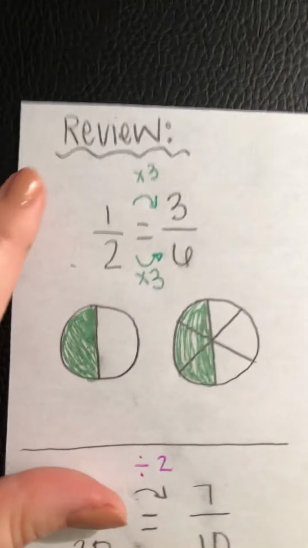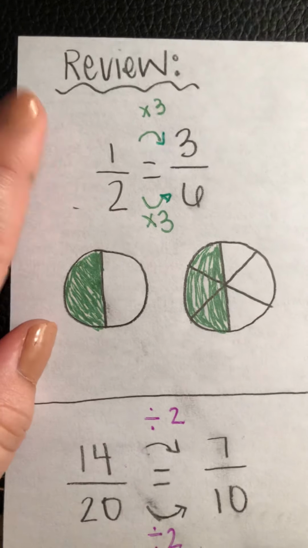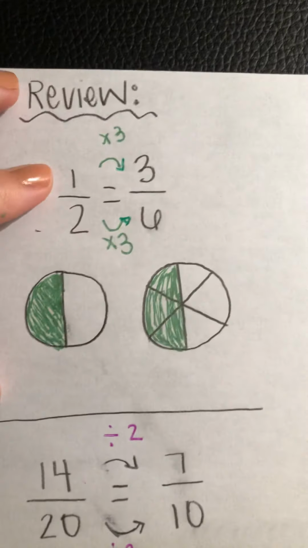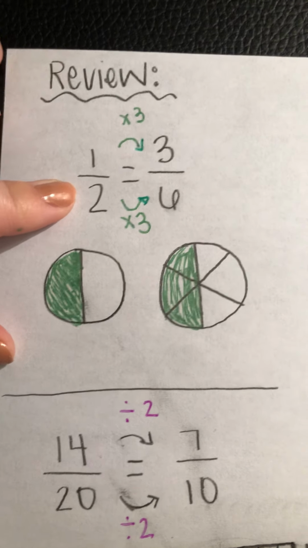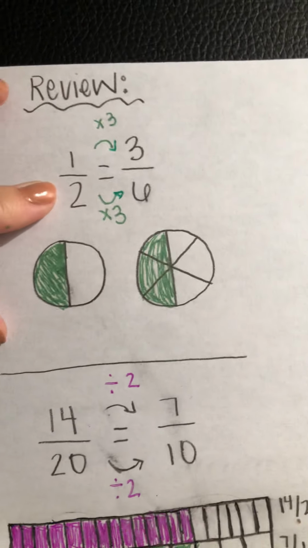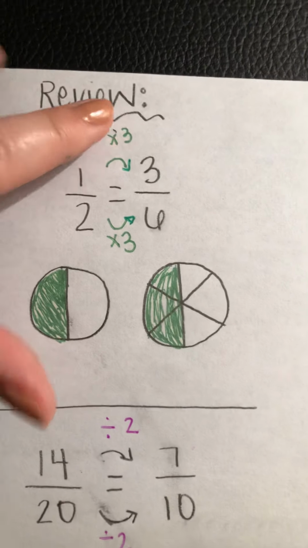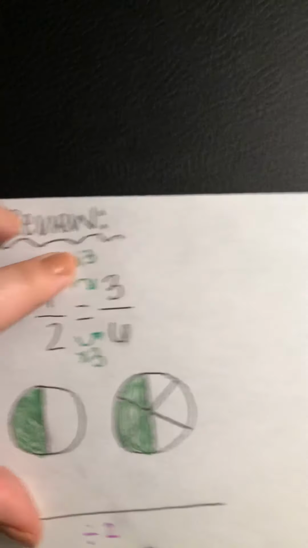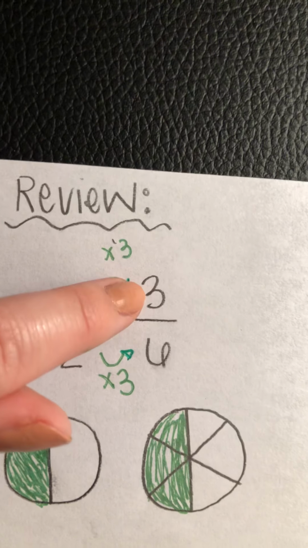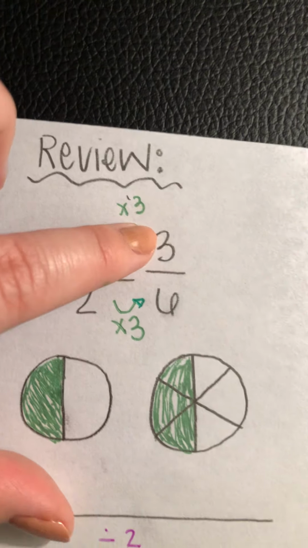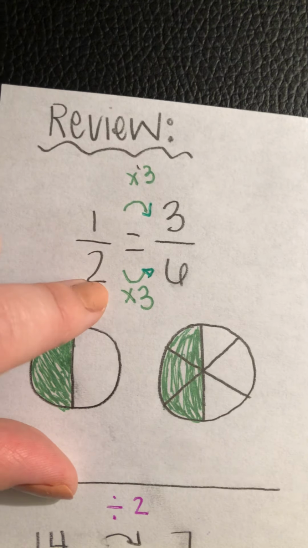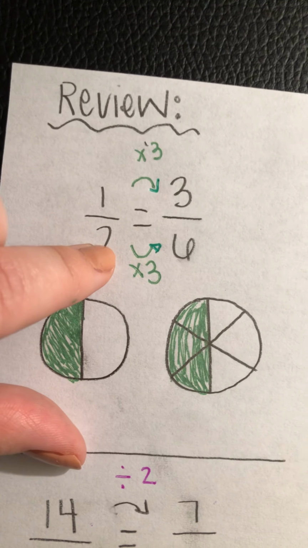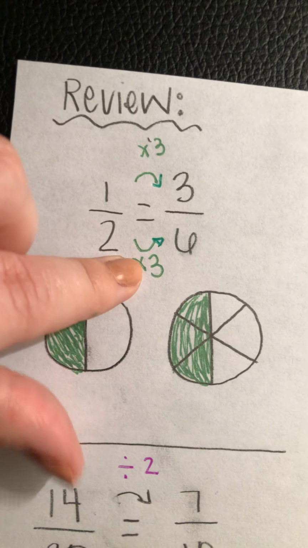So, like Mrs. Bones said yesterday, if you have a fraction like this, 1/2, and you want to find the equivalent fraction to it, you could multiply it by any number. So I decided to multiply it by 3, and you got 3. 1 times 3 equals 3, and whatever I do to the top, I have to do to the bottom. So I did 2, and then I had to multiply that by 3.